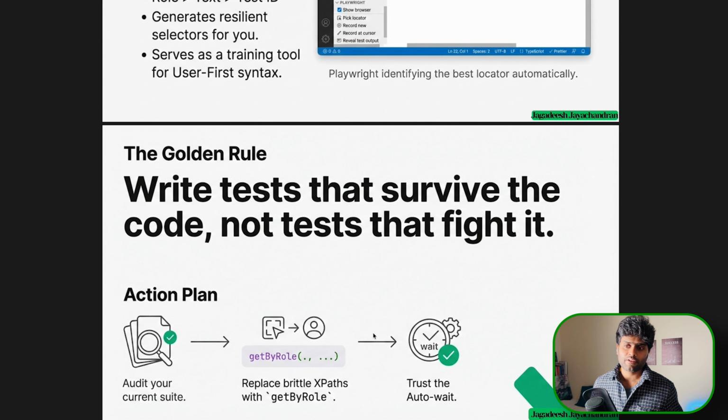Now, the action plan for you, since you watched this far: go audit your current file that you have created with CodeGen, or maybe your own Playwright file, and replace the brittle XPath with getByRole, and trust the auto-wait. Eventually you will see the performance improvement of your Playwright test cases. And if you have Copilot, the easy option is to ask Copilot to do it for you. Use the agent mode, the Playwright agent, to do it for you.